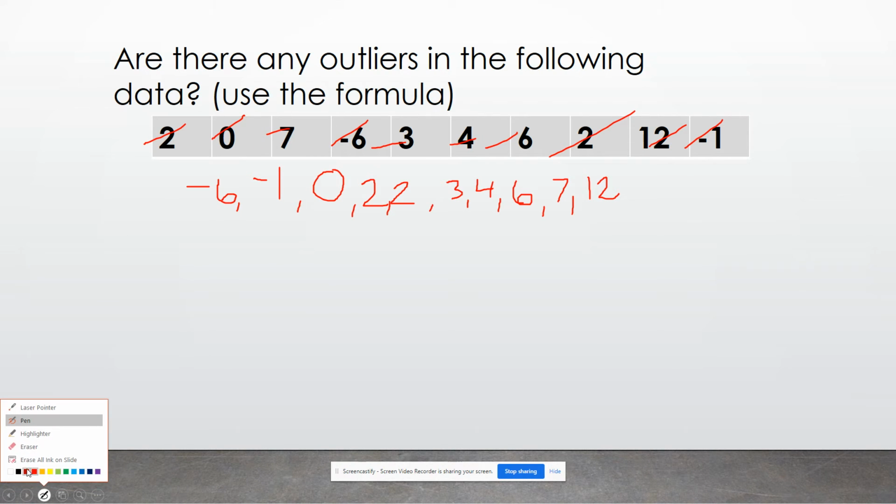And now we're going to go find our quartiles. So our quartiles, oops, cross off the beginning, cross off the end. Beginning, end, beginning, end, beginning, end. So we're here. So the middle of that is going to be 2.5. So I'm going to write that down.